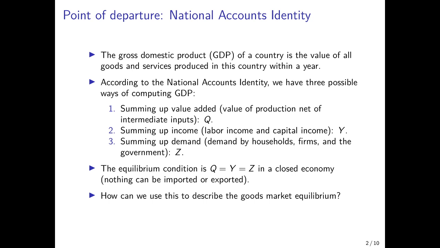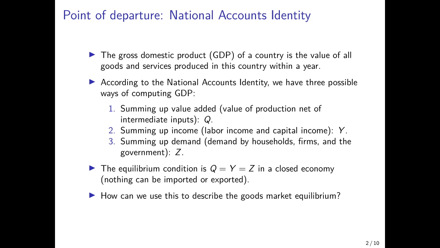The second way of computing GDP would be to sum up all the incomes in an economy, labor income and capital income. That would actually lead to everything that can be spent in this economy. Now, if the economy is closed, and considering that inventories are negligible, summing up all incomes would lead to the same as summing up all the value of production of goods and services. So Y, which is the sum of all incomes, would be equal to Q, which is the sum of all the value added. And the third method would be to sum up the demand.